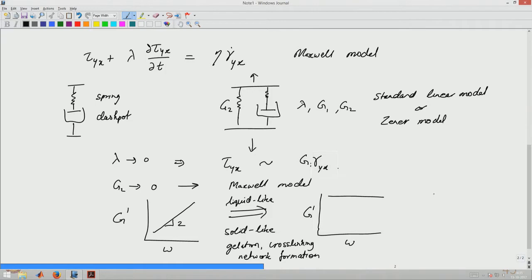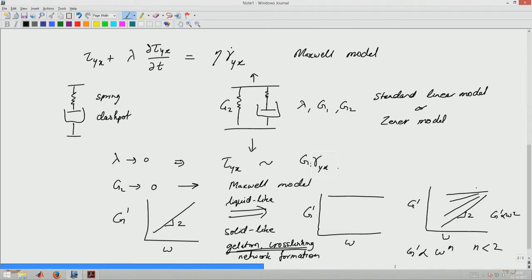Of course, if we examine different stages of cross linking or gelation, what we would see is G prime versus omega changing systematically. Under one condition G prime is proportional to omega squared, and then because the network starts getting formed, we will slowly see that G prime becomes omega to the power n, where n is less than 2, and finally G prime becomes independent of frequency. So, for many materials this transition from liquid-like response to solid-like response is very important, and the standard linear solid model and the Maxwell model are two extremes of behavior.